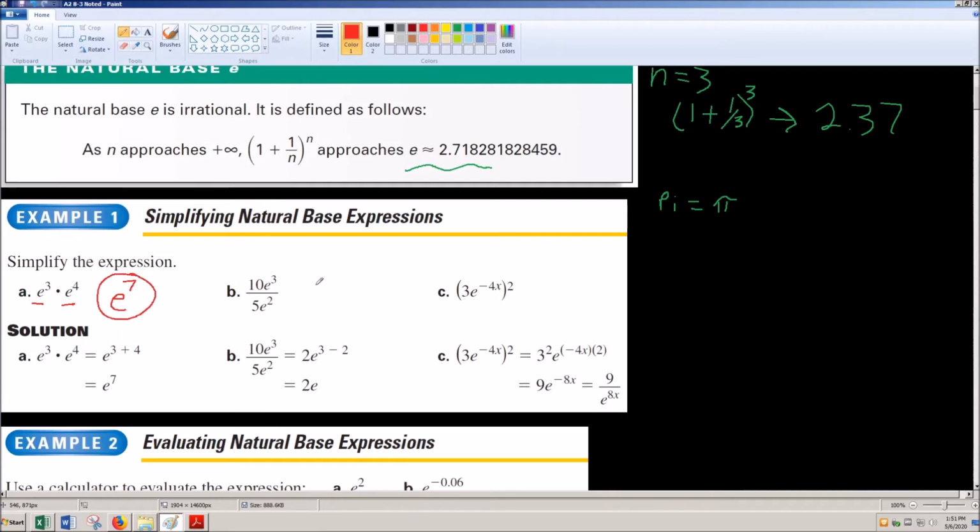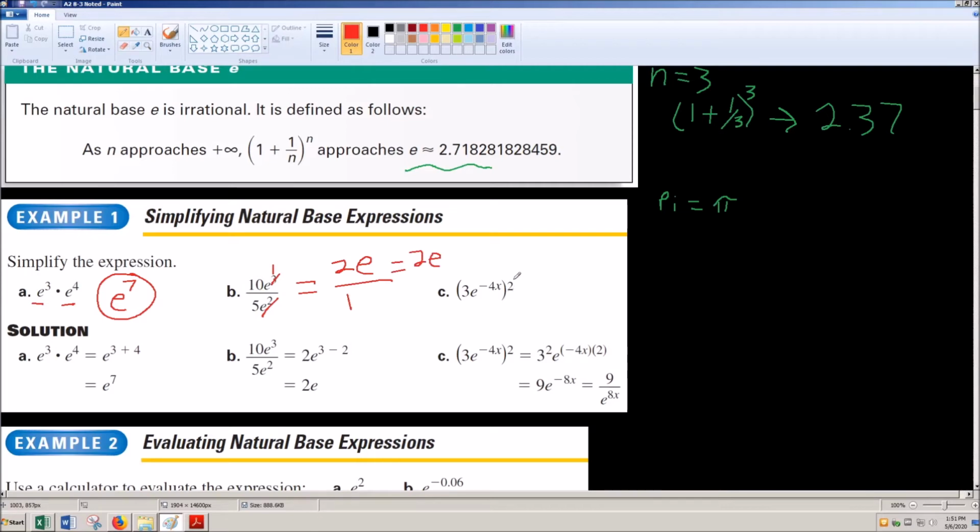You could come up with an approximation for this, but we really just want to leave this as e to the 7th. Here I have 10 over 5, which will simplify to 2 on top, and 1 on the bottom. I have e to the 3rd on top and e to the 2nd on the bottom. Top is bigger, it's going to win in the end. I cancel off 2 of my e's, and I'm left with e to the 1st. 2e over 1 is just going to be 2e.